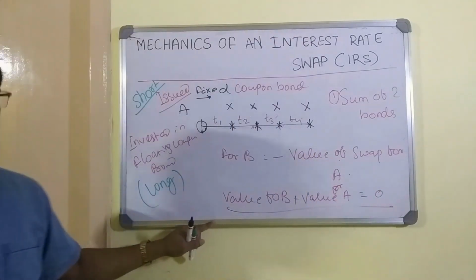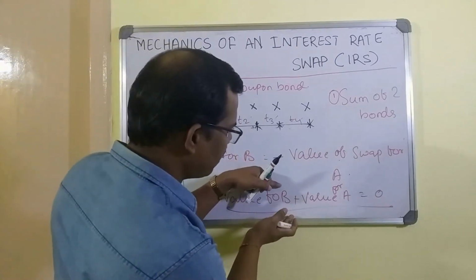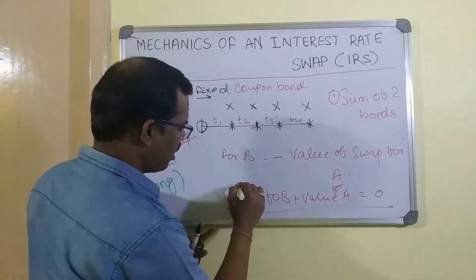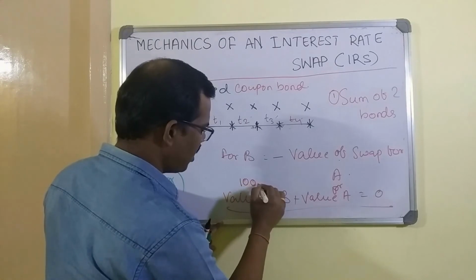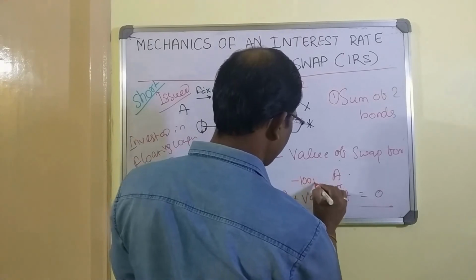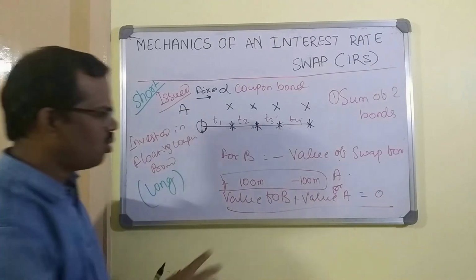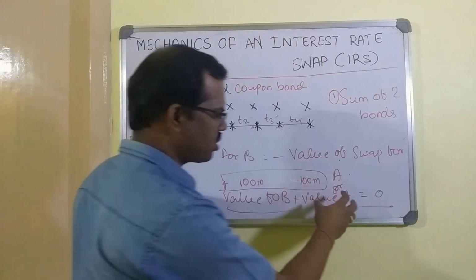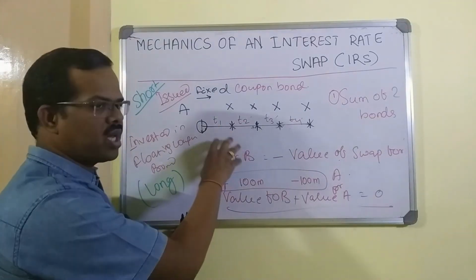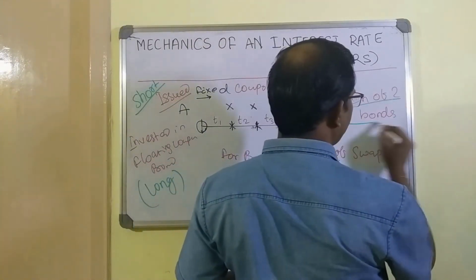This is called the zero sum theory. That means whatever gain B will get, it will be at the expense of A. Because if 100 million will be the profit, the value for the other side has to be minus 100 million. Remember this theory. It is always gain for one side, loss for the other side. So till now we have understood how a swap is valued as the sum of two bonds.